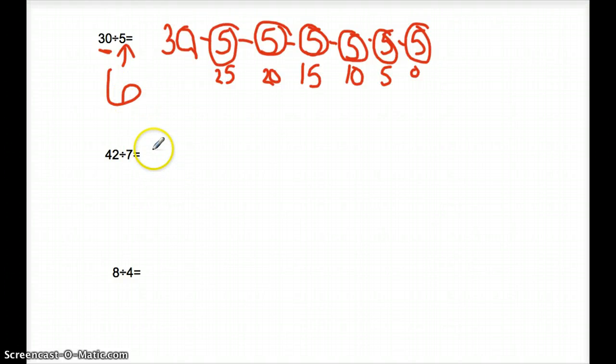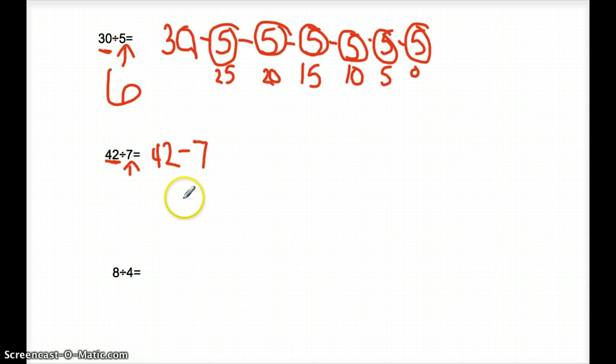You should have said I'm going to start with 42 because that is the total. All right, now we know that our learning goal is to use repeated subtraction to divide. So what am I going to subtract? You should have thought we were going to subtract 7 because that's my other number. Okay, so when am I going to know when to stop subtracting 7? I'm going to know when I can't take it away anymore.